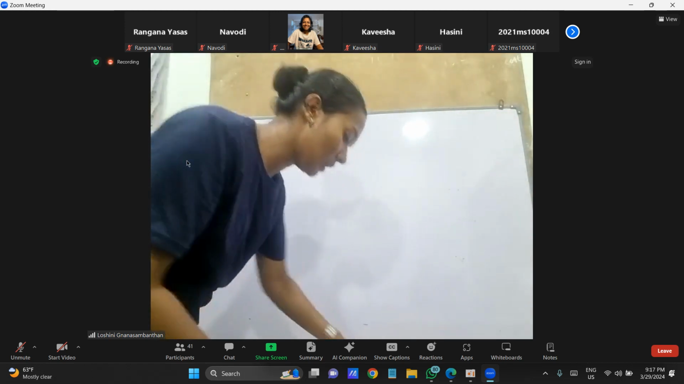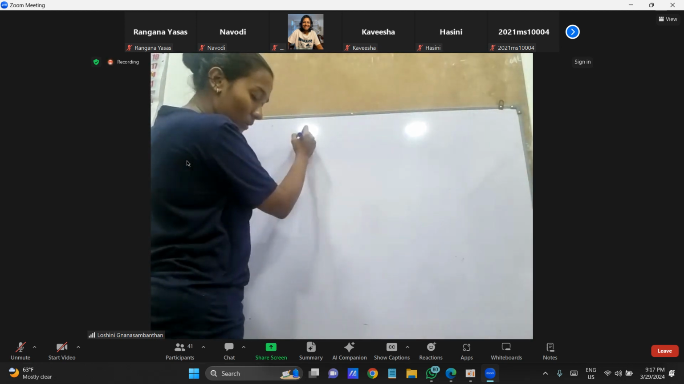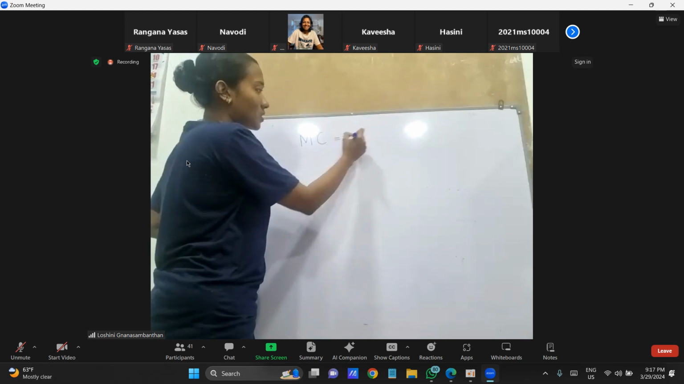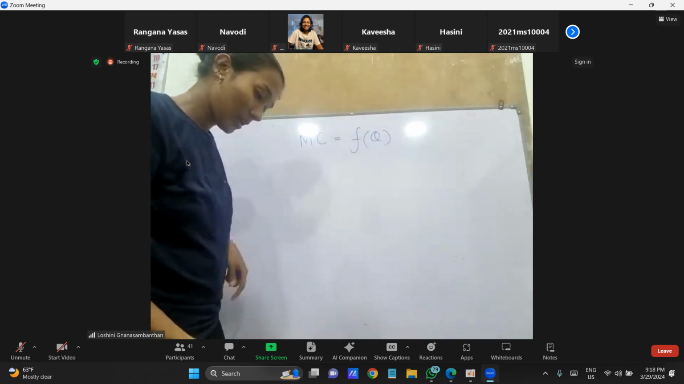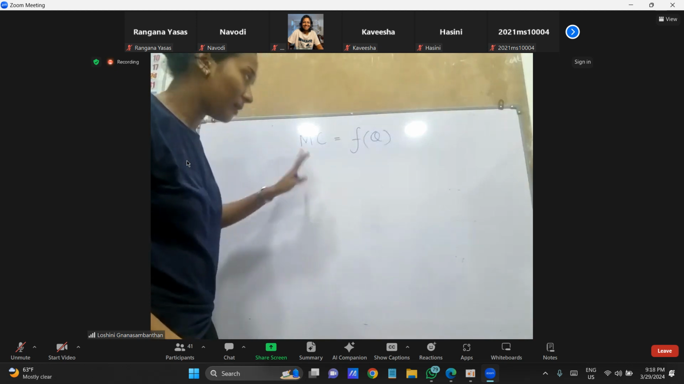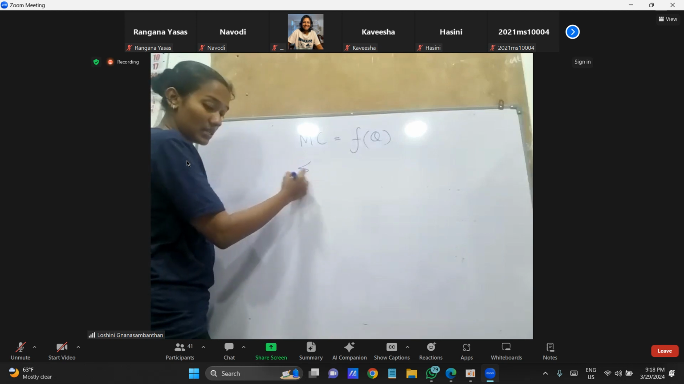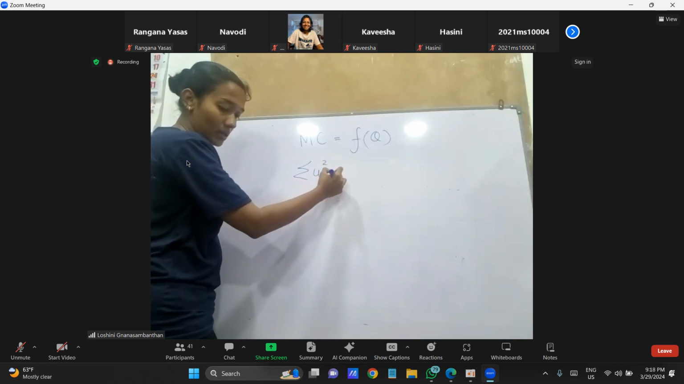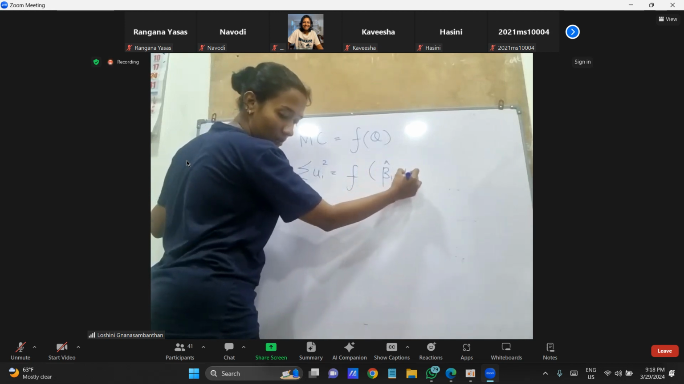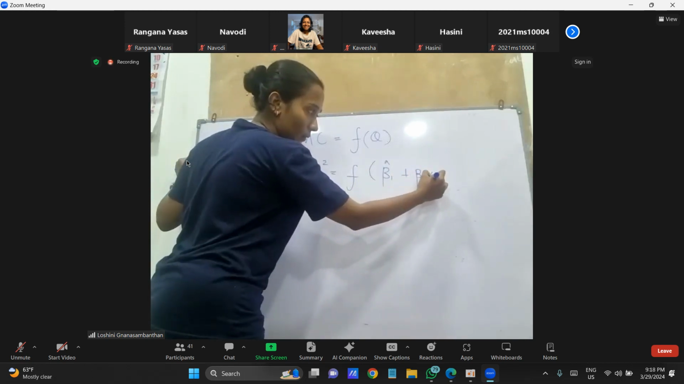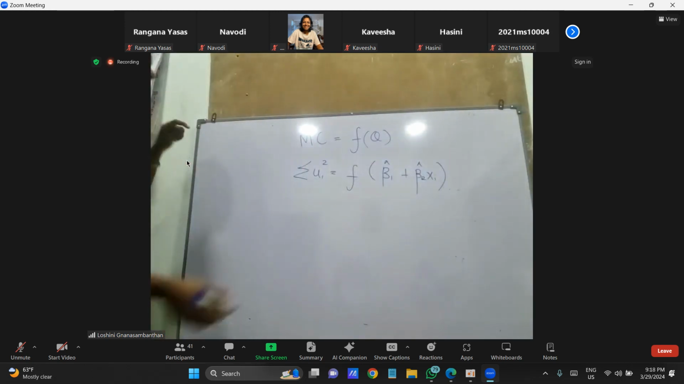If you can remember the quantity function, in the quantity function we say marginal cost is a function of quantity, right? So like this, we can say sigma ui square is a function of beta 1 hat and beta 2 hat. Why are we saying this?